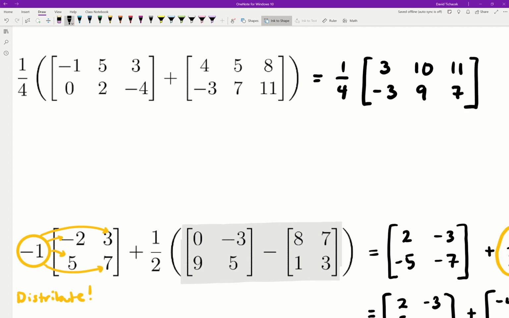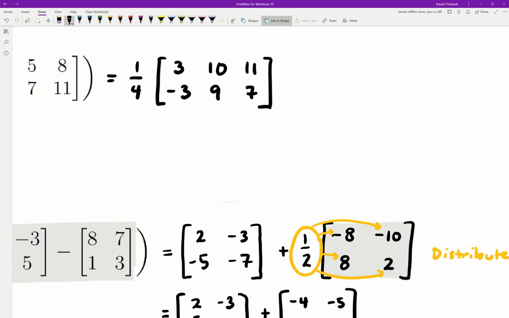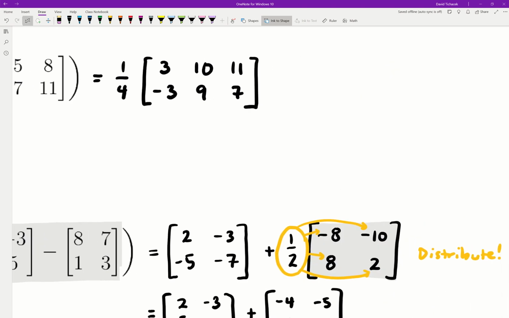Okay, and so if you need a refresher on how to add matrices together, make sure to go ahead and watch the previous video. And now that we have this single matrix here, we can now go ahead and multiply everything in that matrix times 1/4. That again is called scalar multiplication from the previous video.